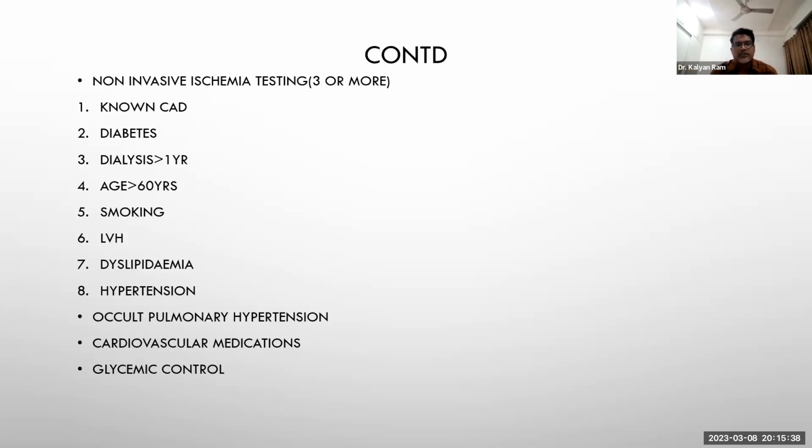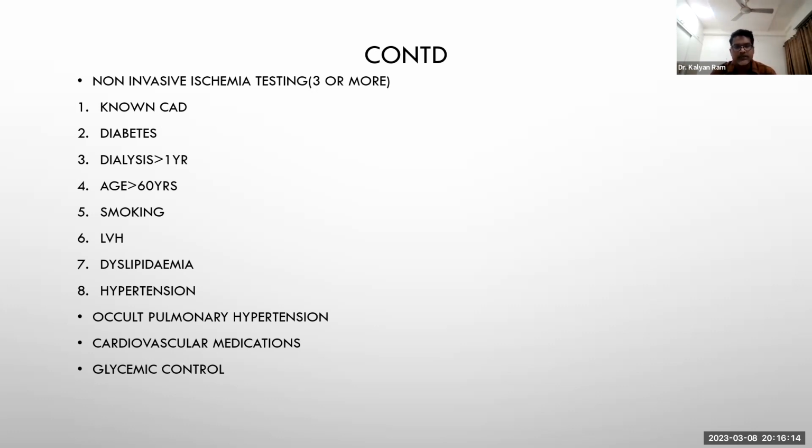So in asymptomatic patients, non-invasive ischemia testing is done if 3 or more of the factors are present: known CAD, diabetes, dialysis greater than 1 year, age greater than 60 years, smoker, left ventricular hypertrophy, dyslipidemia, or hypertension. If 3 or more of the factors are present, even if the patient is asymptomatic, further non-invasive testing can be done. Occult pulmonary hypertension can occur in around 40% of the patients. It is mainly due to uremia, and it is one of the major risk factors.